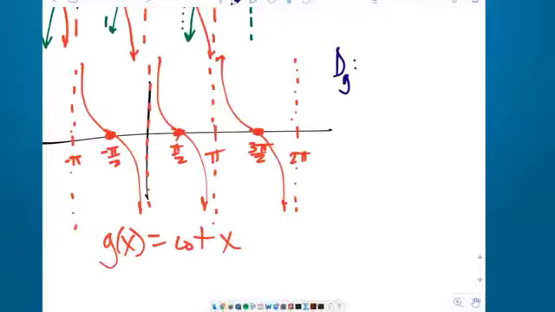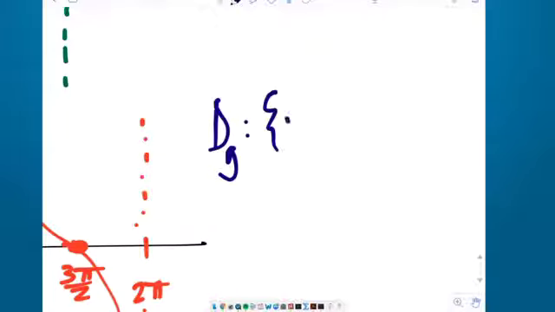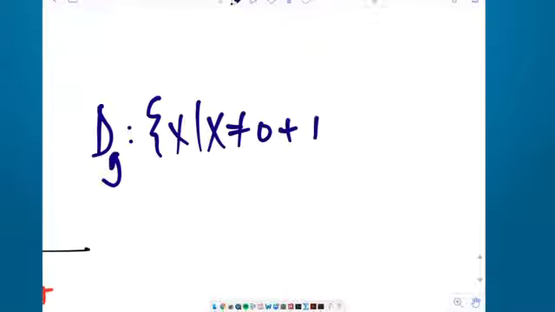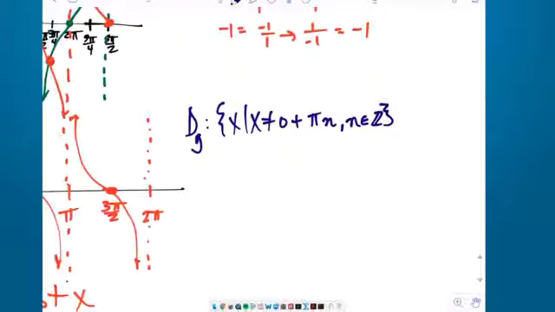Well, it's everywhere except the vertical asymptotes, right? Which are now at whole pi's. So again, the set of all x such that x is not equal to 0, the first non-negative vertical asymptote, plus how often they occur, which is pi n, where n is an integer. So you could either leave it as 0 plus pi n, or just pi n in this case. Remember, those were the inflection values of tangent.